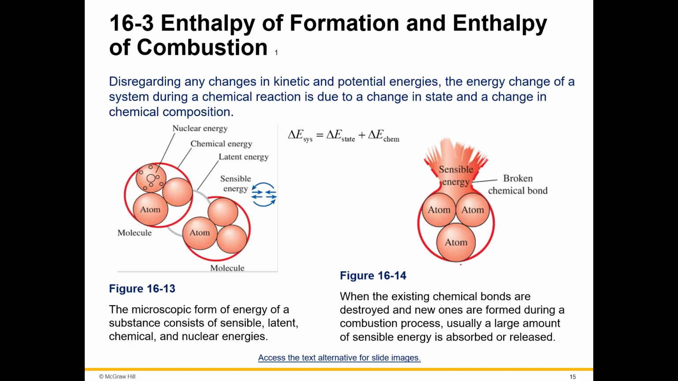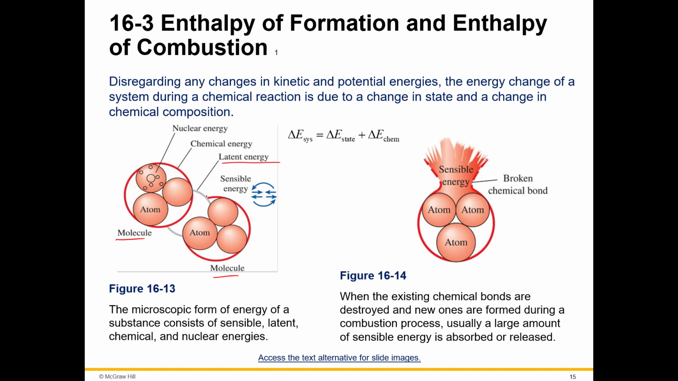So if we're not going to look at any changes in KE and PE, the energy change in a system during a chemical reaction is due to the change in state and a change in chemical composition. So in the first part of the semester, we looked at KE, PE, total energy, things like that, energy of a system, right? We looked at all of those things. Well, now if we negate all of that, we're going one step deeper, and we're looking at it on a chemical level and the state changes within those chemical compositions. And this is where we get into moles, right? And the latent energy in between those two.